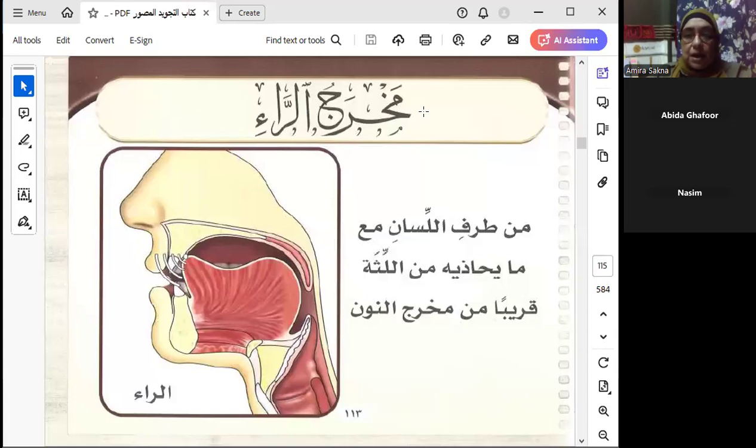Well, my dear sisters, the Ra is pronounced from the tip of the tongue, which you have just seen. The tip of the tongue with the alveolar ridge behind the articulation point of the Noon.